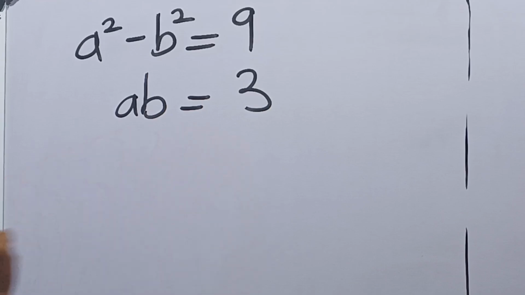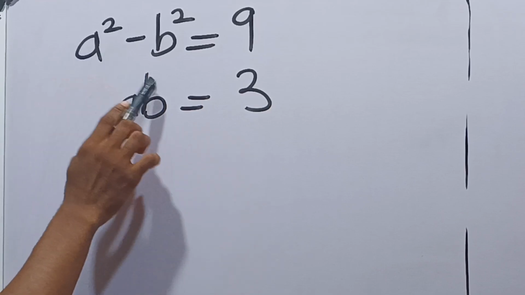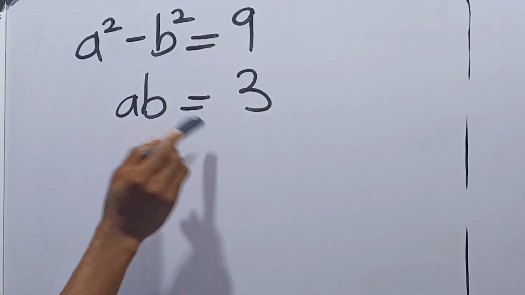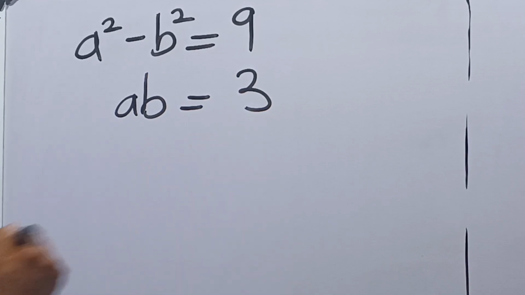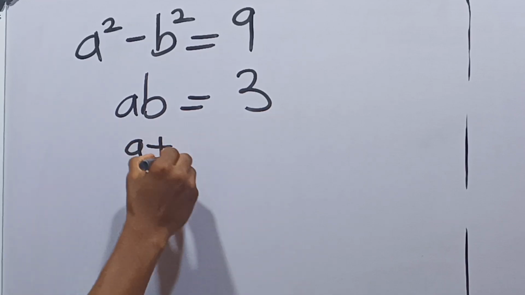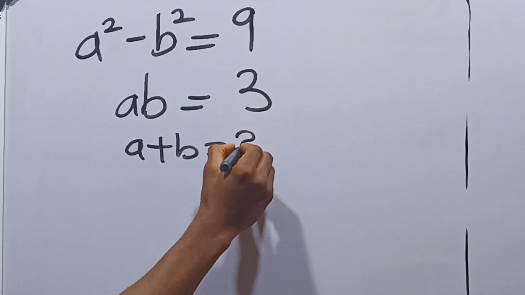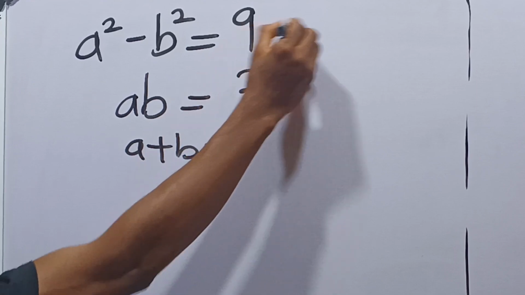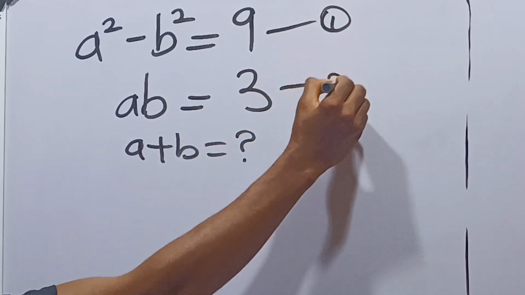Let's solve this question together. It says a squared minus b squared is equal to 9 and ab is equal to 3. We're required to solve for the value of a plus b. Okay. Now, first things first, let's call this equation 1 and call this equation 2.